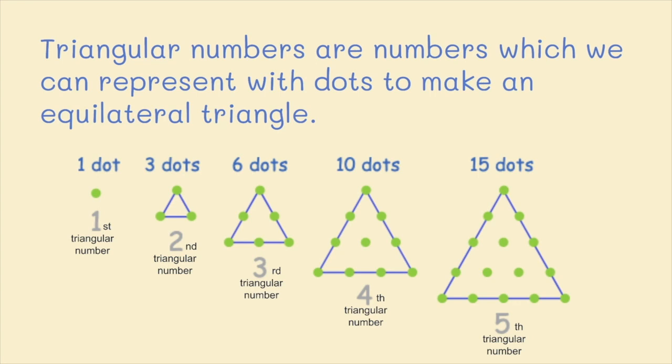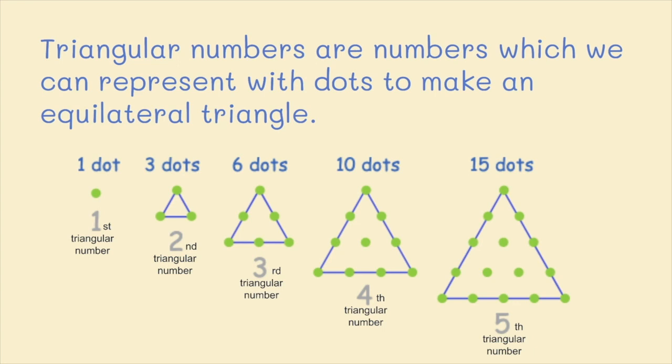The second triangular number is 3, and it's represented by 3 dots, and the number of dots on each side of the triangle is just 2. 6 is the third triangular number, and it's represented with 3 dots on each side of the triangle. Then we've got 10, which is the fourth triangular number, and we've got 15, which is the fifth triangular number.